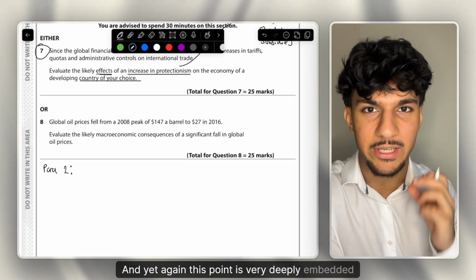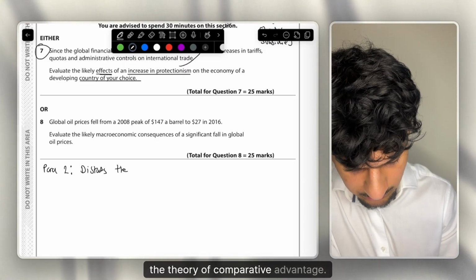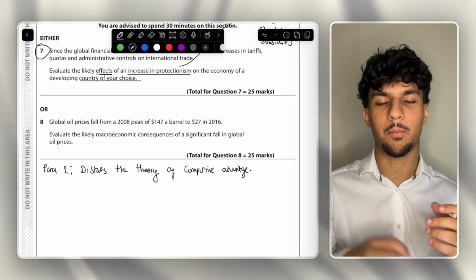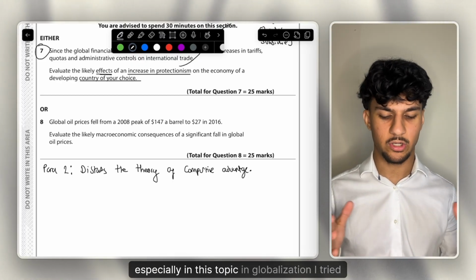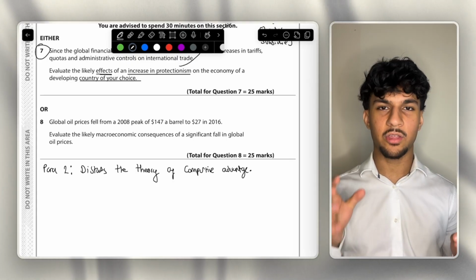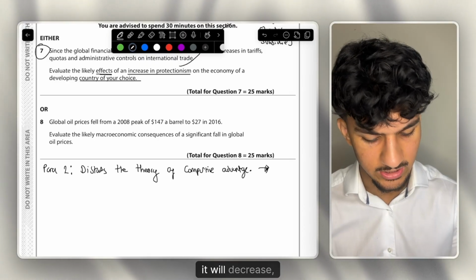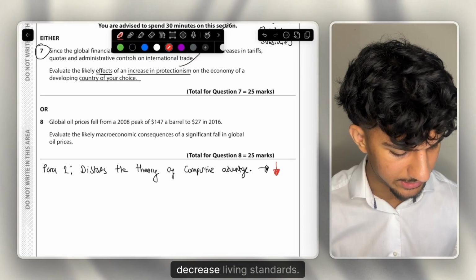is very deeply embedded in theory. So I would say it distorts the theory of comparative advantage. Now, when doing my live classes, a massive thing, especially in this topic in globalisation, I tried to emphasise to students: the overarching effect of this, it distorts the theory of comparative advantage, is that it will decrease, ruin, whatever you want to call it, decrease living standards.